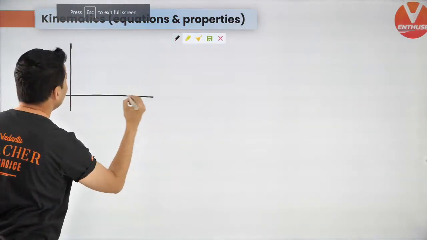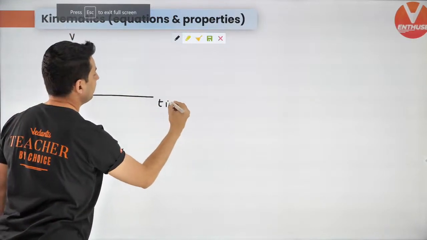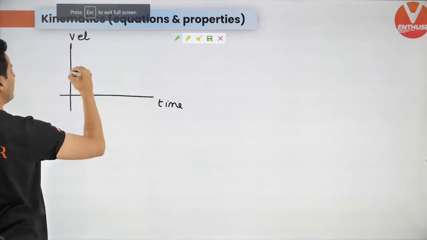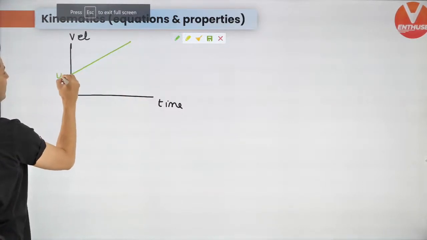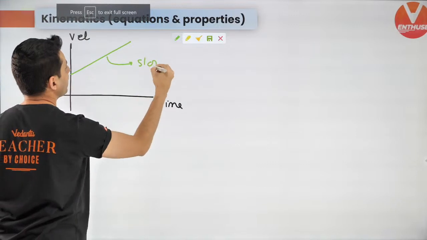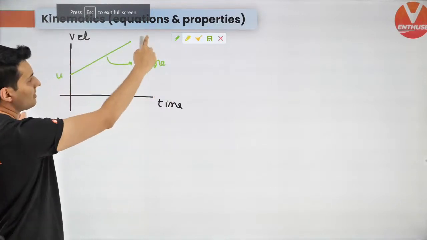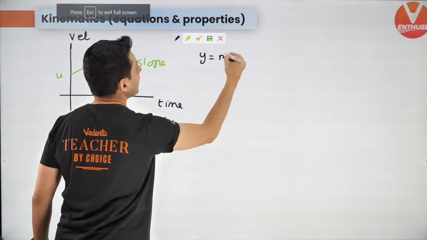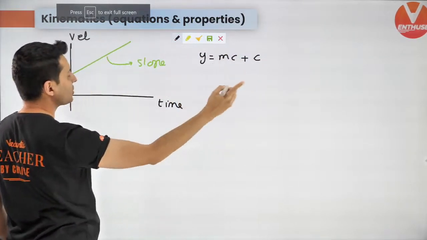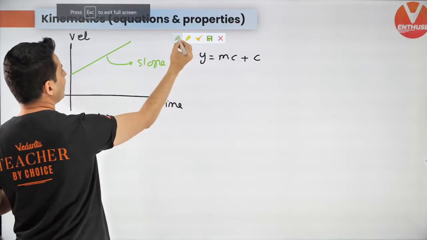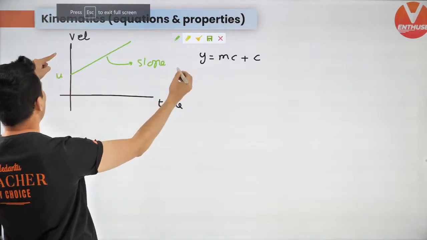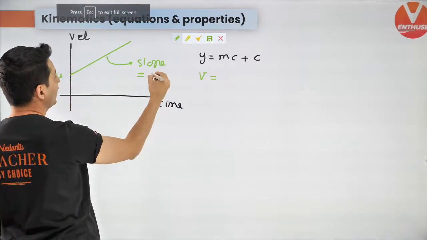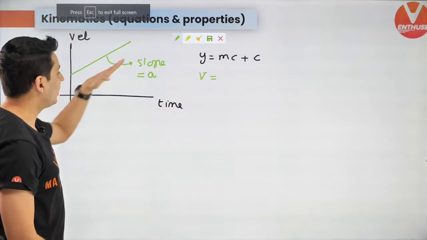If you have velocity and time, then the graph of velocity versus time looks like this. This is initial velocity, this is slope, and keep this in mind. Since it's a straight line, the equation should be of the form y is mx plus c. What is y over here? Y over here is velocity. What is m? The slope. And what is the slope? It is acceleration. Slope of velocity with time.